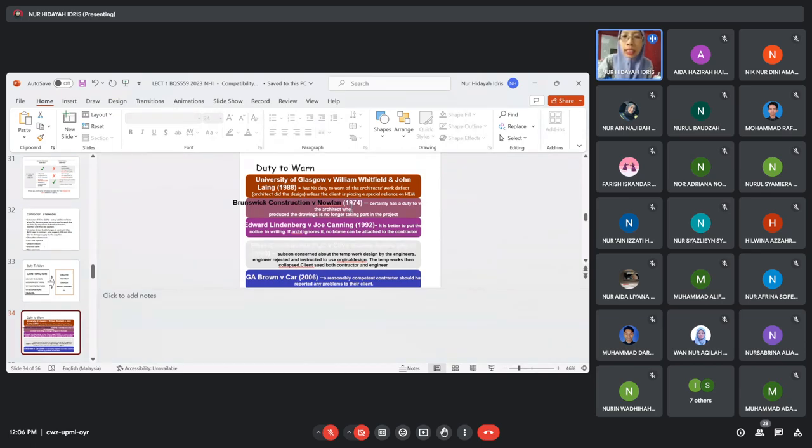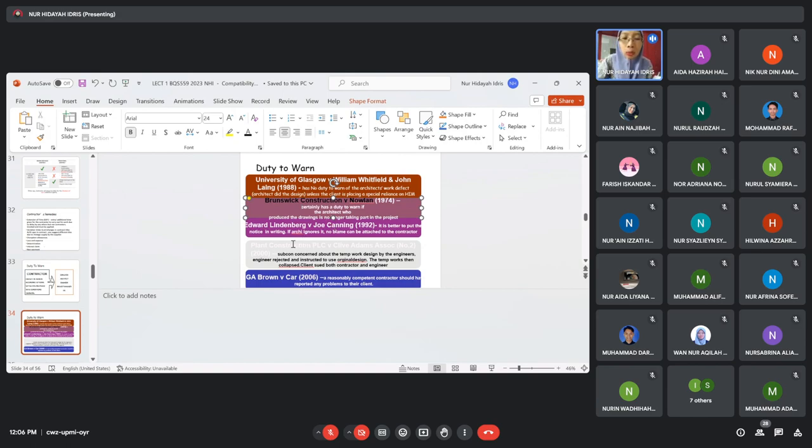And then Brunswick Construction and Nolan, 1974, okay, the court said that the contractor certainly has a duty to warn if the architect who produced the drawing is no longer taking part in the project. So kalau architect dah tak ada, architect yang dulu originally did all the design and monitoring the work, do inspection and whatnot, dah tak ada sekarang ni. So basically the contractor certainly has a duty to warn.